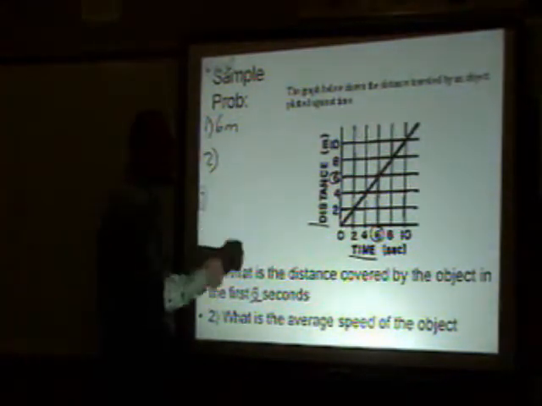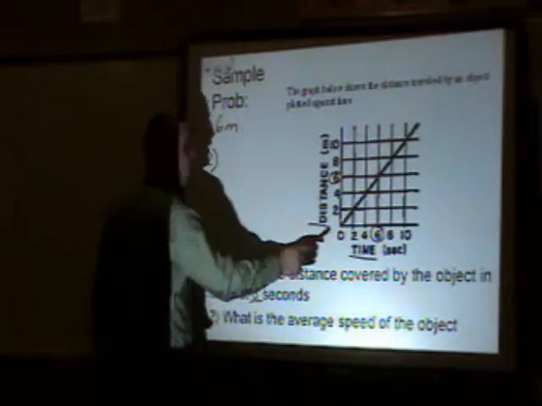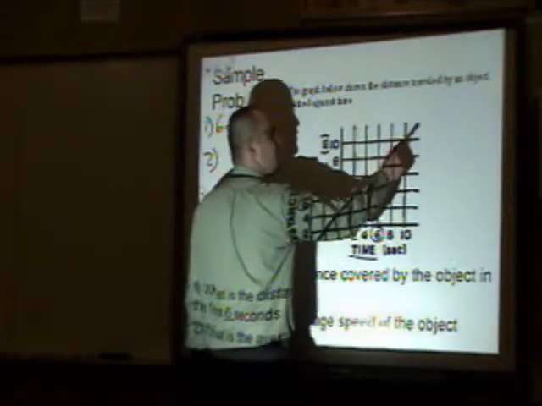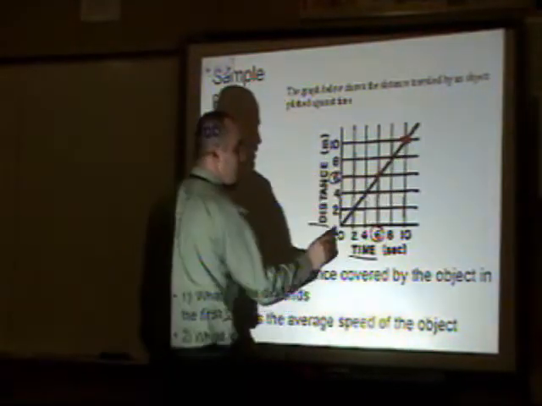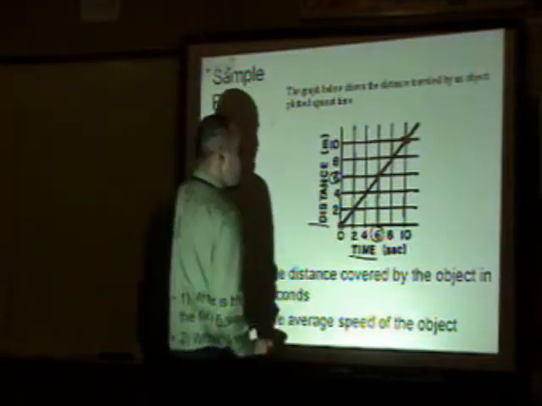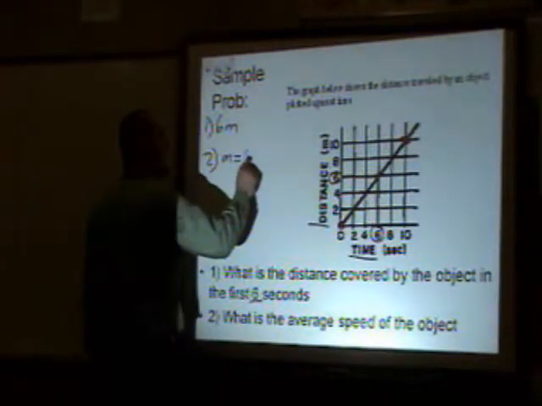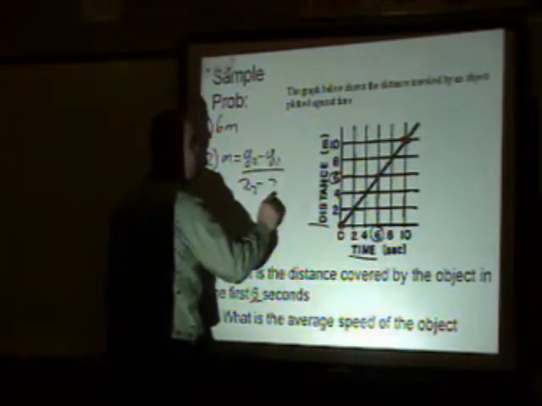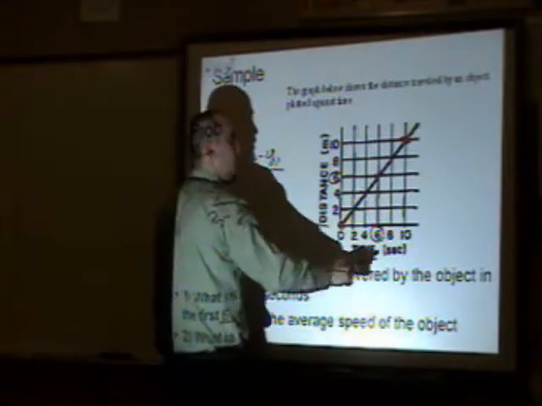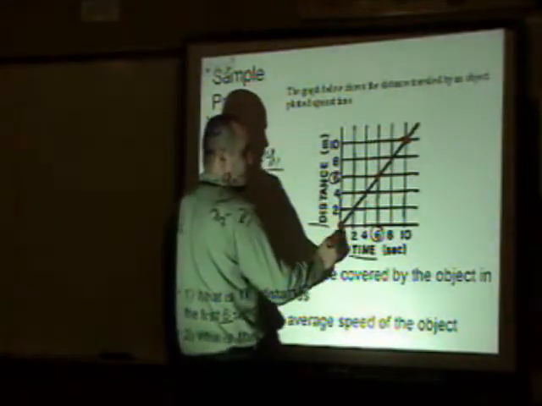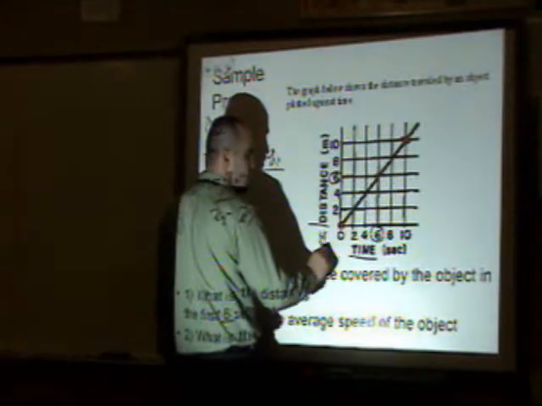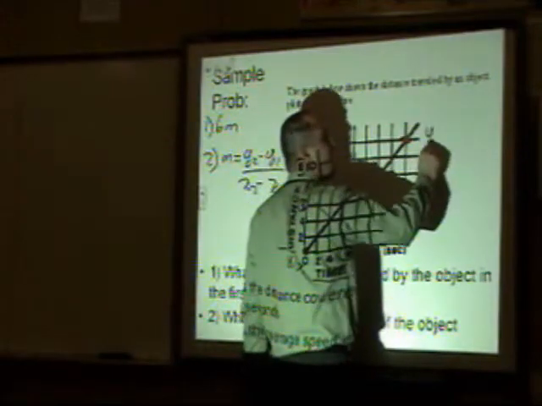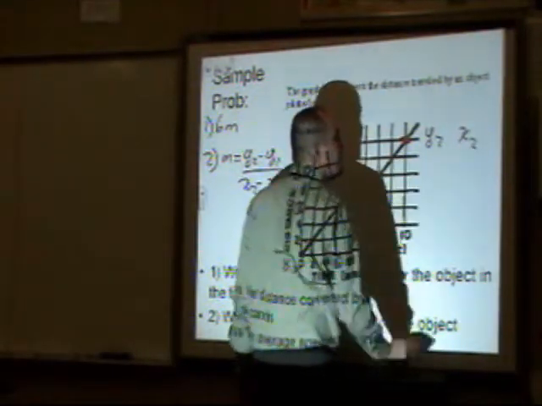Second question, what is the average speed of the object? We said in the previous problem that probably working with the slope is the best way to work with all these graphs. So, what is the average speed? Let's use the last point and the first point. Okay, we know that our formula is m equals y2 minus y1 over x2 minus x1. Our first point is down here, so we know that this is where our y1 and our x1 are at. Second point is up here. We know that our y2 and x2 are up here.